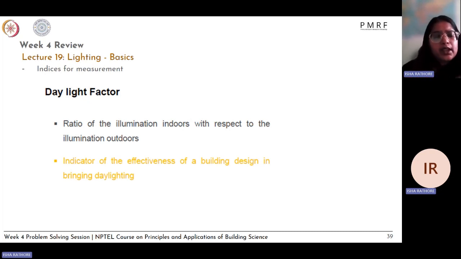That is, most of the illumination in the indoor spaces is being met by the outdoor light, basically. So there are different benchmarks and standards which say this is the daylight factor you should achieve in this type of buildings and things like that. And this is also an indicator of the effectiveness of a building design when bringing daylight in directly to your buildings.